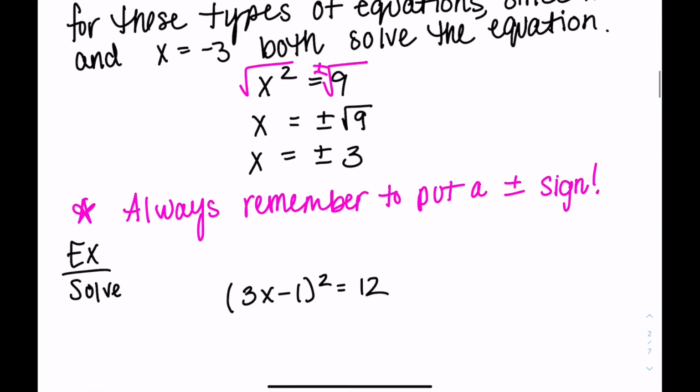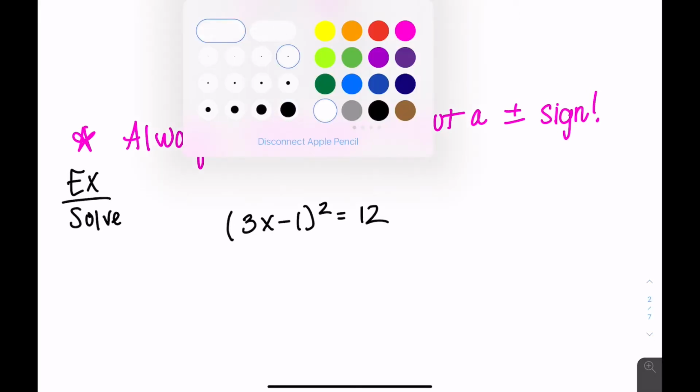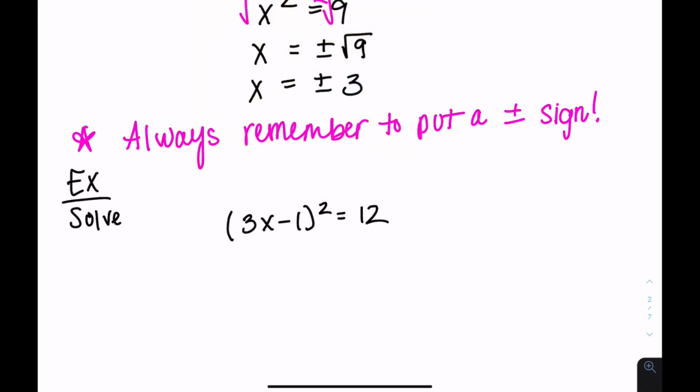So let's go and use this method to solve this equation. We've already got something squared equals 12. So what we want to do is go ahead and just take a square root of both sides. Because we're taking a square root, one of them has to get a plus or minus, so we'll go ahead and do that on the right-hand side. Taking the square root on the left will make that square cancel.